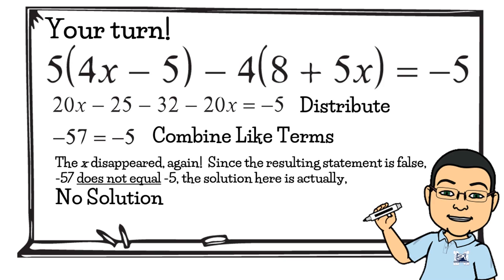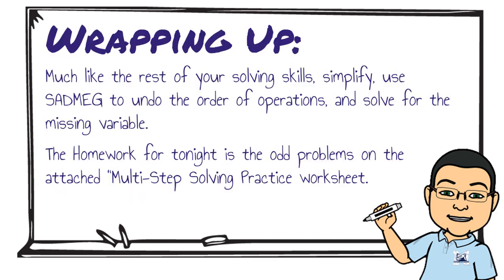So our special case is if the x disappears and a true statement is left, all real numbers work. But if x disappears and the statement that results is false, the answer is no solution. So much like the rest of our solving skills, we want to simplify, use our SADMEG, and undo through inverse order of operations to solve and find the missing variable.